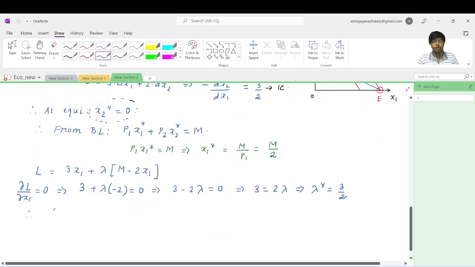Therefore, we are told to find the optimal x1 star, x2 star and lambda star, which we have obtained as m by 2, 0, and 3 by 2. And that exactly matches with my option. Okay, thank you.